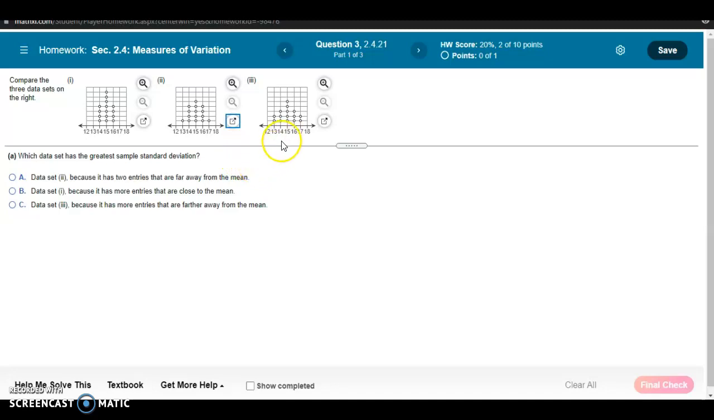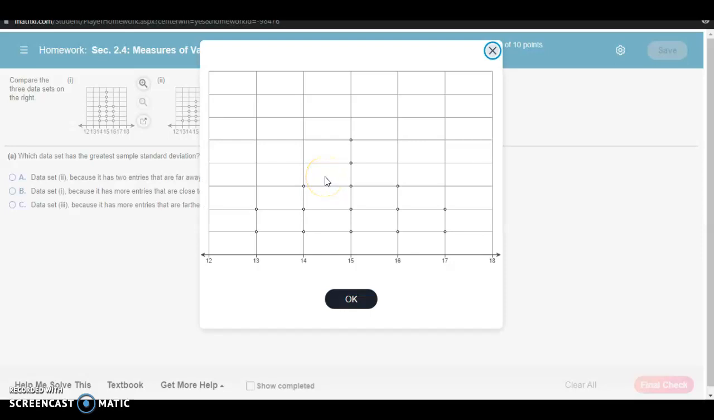Okay, now in graph number 1, the data values are all fairly clustered around the center, which should be the mean. Okay, so that one's not going to have very much variation. So when you look at the other two, you're looking mostly at which data set is more spread out. The data set that's more spread out is going to have the higher standard deviation.